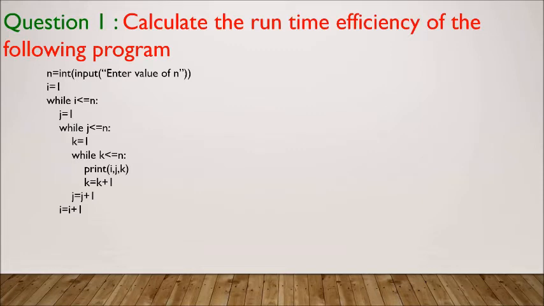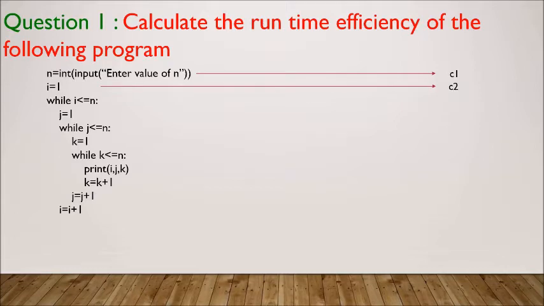This is the program. Now in this case you can see the first statement is taking input from the user, that will take some constant time. Let's take C1. Then the second statement is an assignment, again constant time, say C2. Next one is comparison. Wherever there is a comparison, either in a while loop or an if statement, it takes some time, so it is C3, and this comparison will be executed how many times? N times, because the value of i is 1 to n, so it will be executed n times.